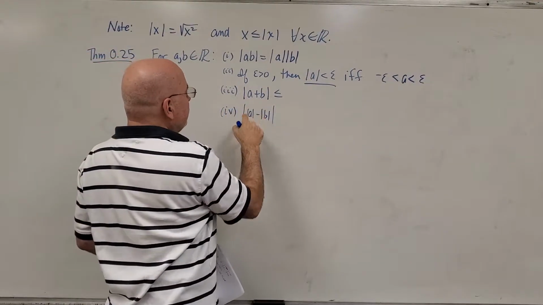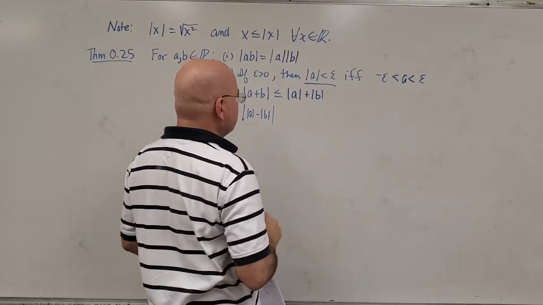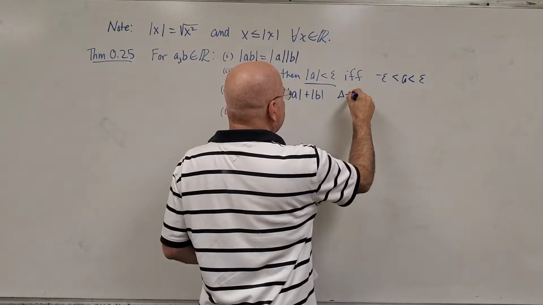The absolute value of A plus B is less than or equal to the absolute value of A plus the absolute value of B. You probably have seen that before. That's called the Triangle Inequality.